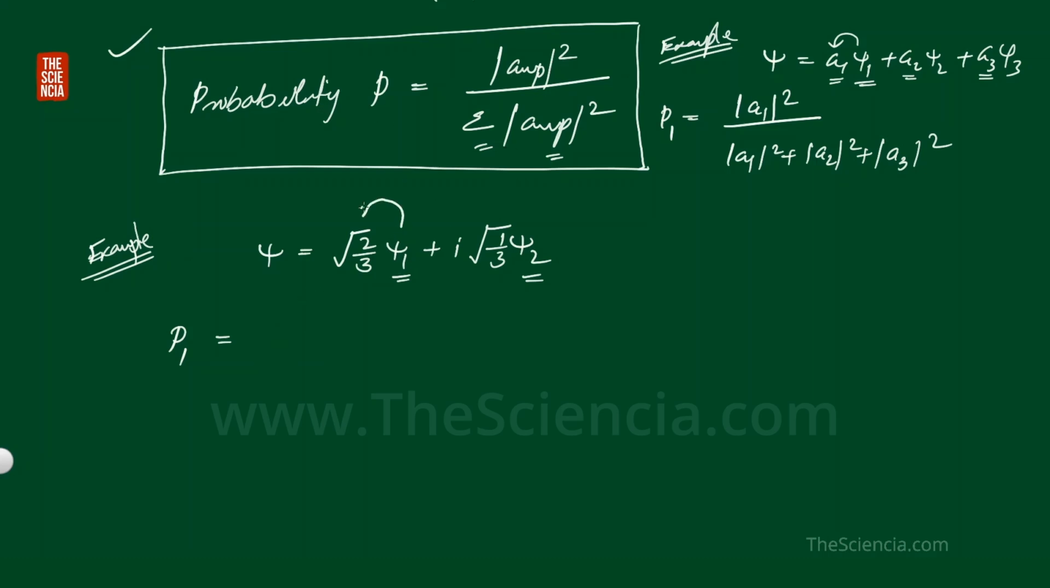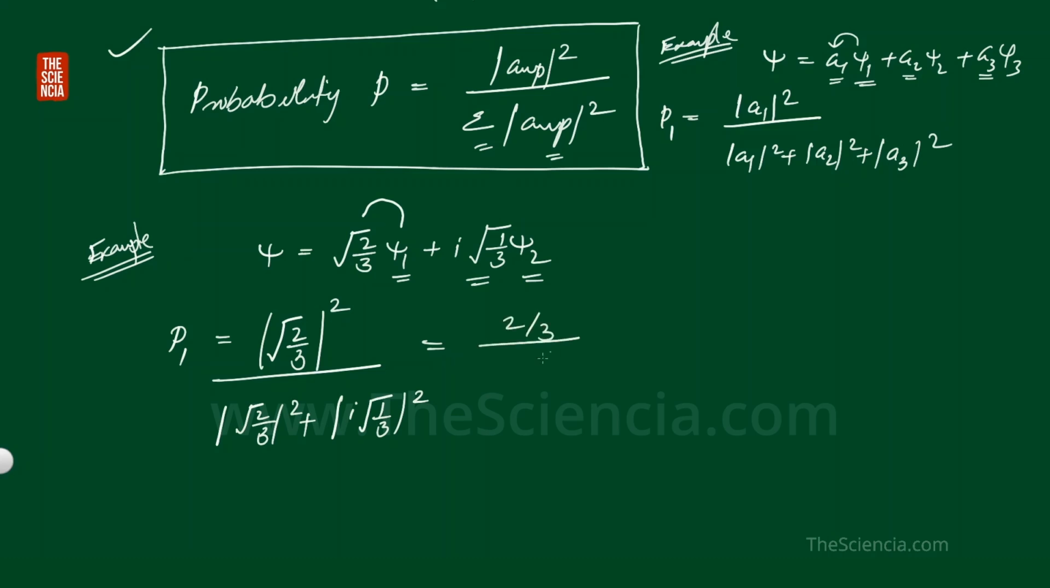So the amplitude of the state is root 2 by 3, that is mod square of root 2 by 3, divided by the summation of amplitude squares. So that is mod square of root 2 by 3 plus, here this state has a certain amplitude, that is modulus square of i root 1 by 3. So this is equal to 2 by 3 divided by 2 by 3 plus 1 by 3, that is equal to 2 by 3 divided by 3 by 3, that is 1, that is equal to 2 by 3.